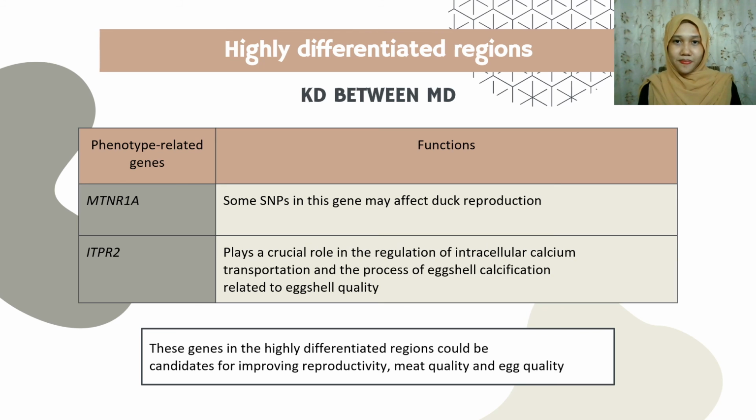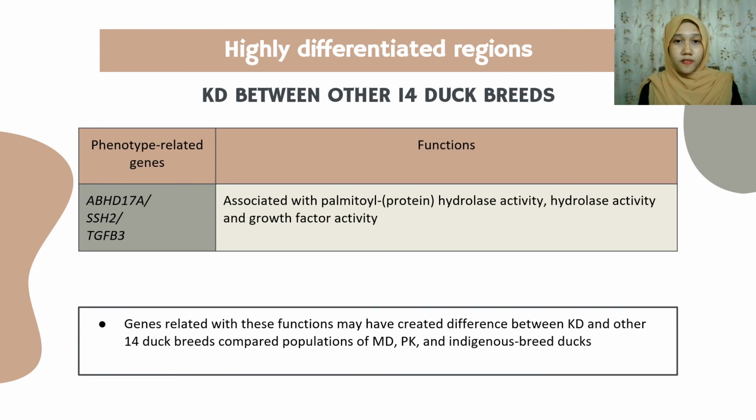They have also investigated the highly differentiated regions among KD and the other 14 duck breeds and found 53 genes including ABHD17A, SSH2, and TGFB3, and their functions are as shown in the slide. They stated that the genes related with these functions may have created a difference between KD and the other 14 duck breeds.